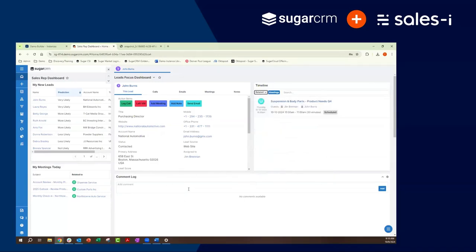And then I added my comment log here. This is really great for teamwork, right? So if you have several people on the sales team that might be interacting with the same person, this is used as an internal log to, if I need to comment or touch base with someone on my sales team, they would get a notification when I put in a comment log and send that message over to them.